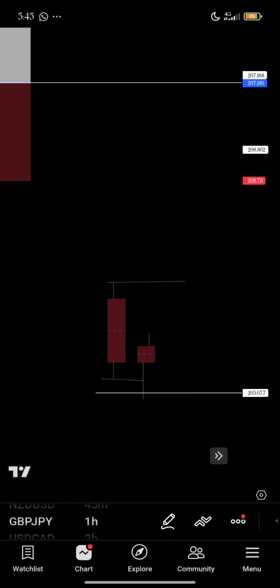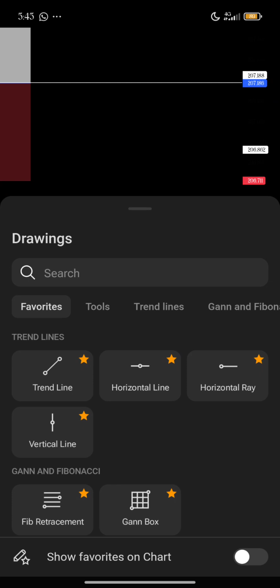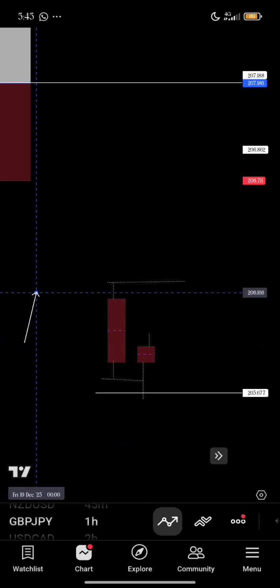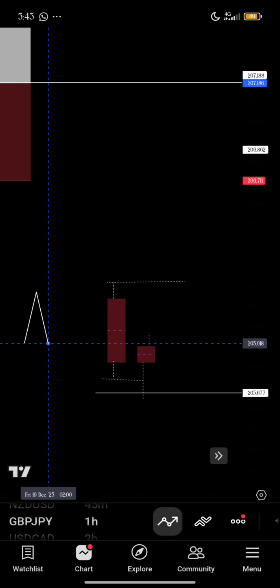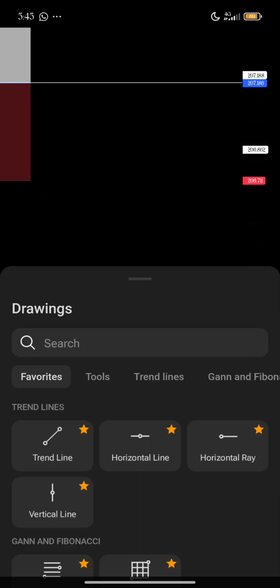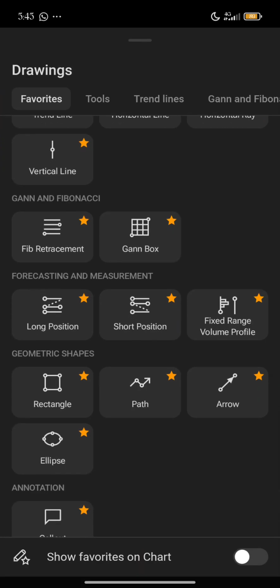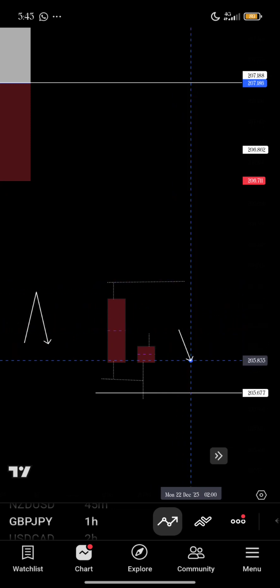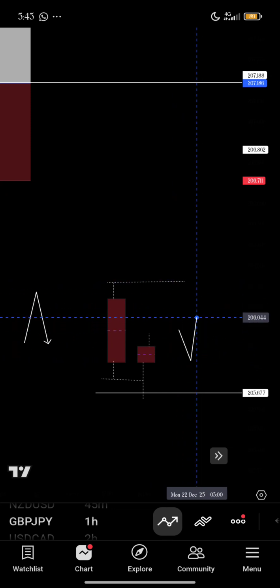Mind you, it needs to tap into a key level. Key levels in the sense are like A shape, V shape. We have A shape key levels and we have V shape key levels. This is an A shape key level. We have V shape key levels also. This is a V shape. This is a V shape key level.